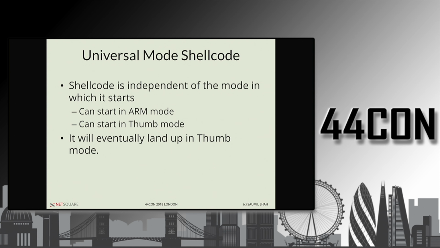So basically what the universal mode shellcode will do is, no matter how you start it, it'll always land up in thumb mode. It's like a cat, you throw it from the roof, it lands feet down.